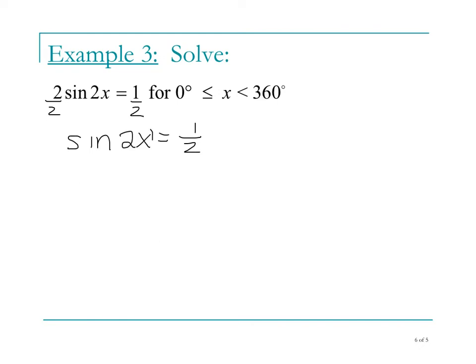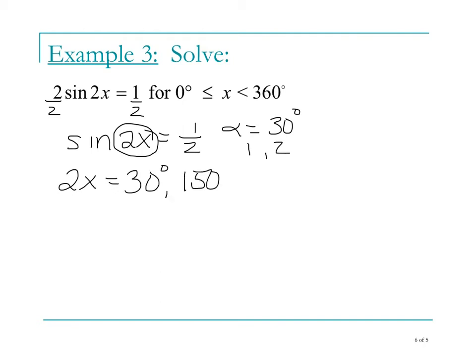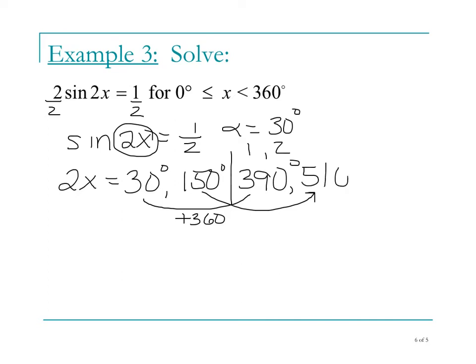Well, I want you to think of this as like sine A equals 1/2. So 2x, the reference angle here, when is sine 1/2? It's 1/2 at 30 degrees in quadrants 1 and 2. So you're going to be 30 degrees, 150 degrees. And then you're going to go out another time because of the 2. So you just add 360 onto this, and you'll get 390 degrees, and then I add 360 onto that, and I have 510 degrees.